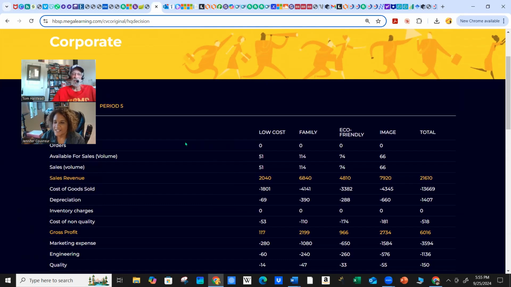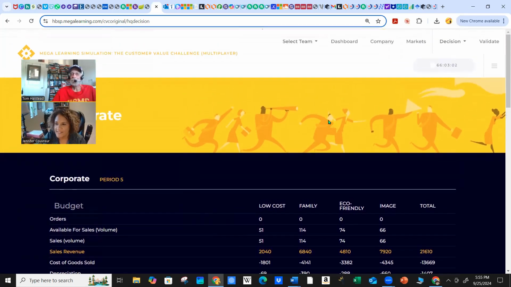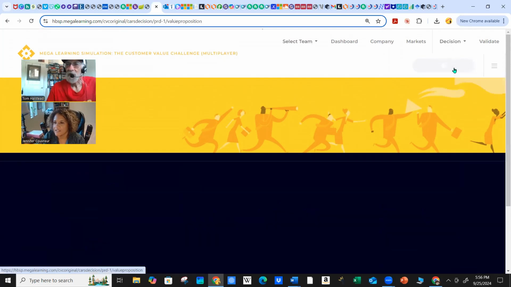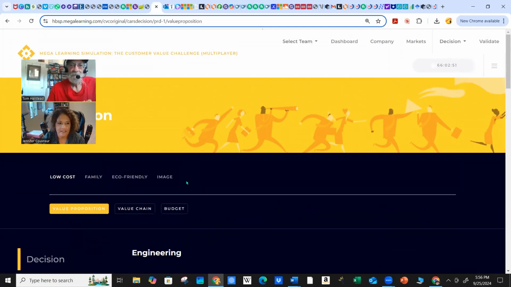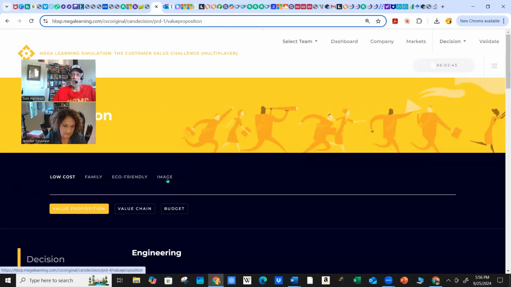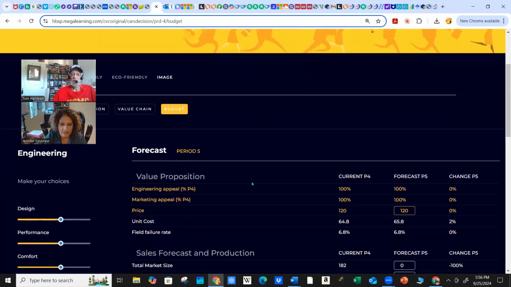Can you go back to where you were in the decision for the business lines, the budget? Business line, sure. Okay, so get out of corporate. Here's our business line. And then go to the budget down there. For which car line? Let's say image. Okay, that's going to be a really expensive budget. There's your budget for image.